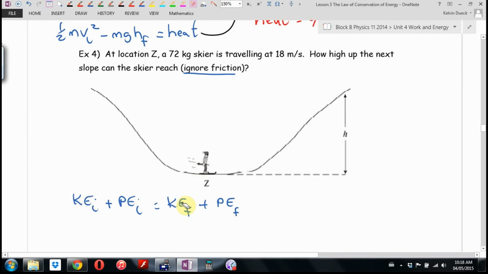At the top of the hill, is the skier moving? In other words, my next step after writing down the law of conservation of energy is, which of these are 0? Now, gravitational potential energy is due to your height. So at any of these situations, is this person at a height of 0? When? Initial or final?